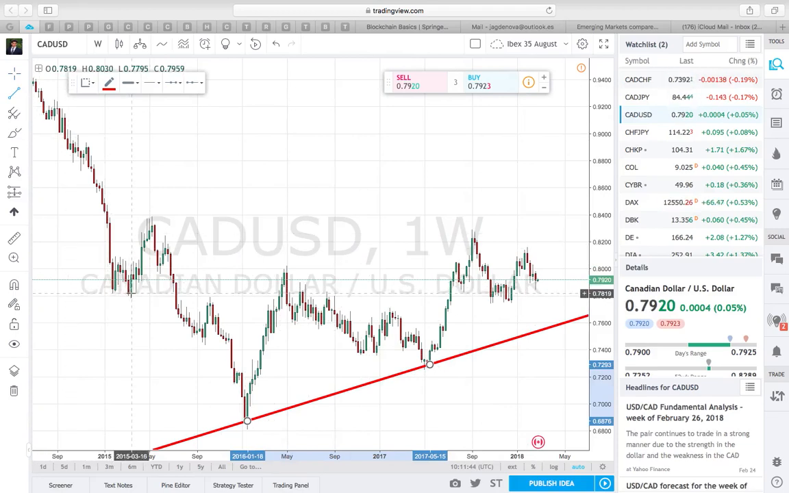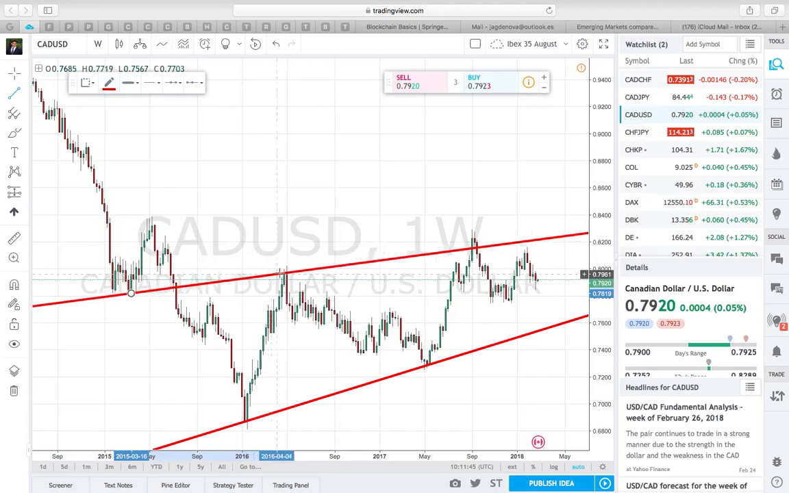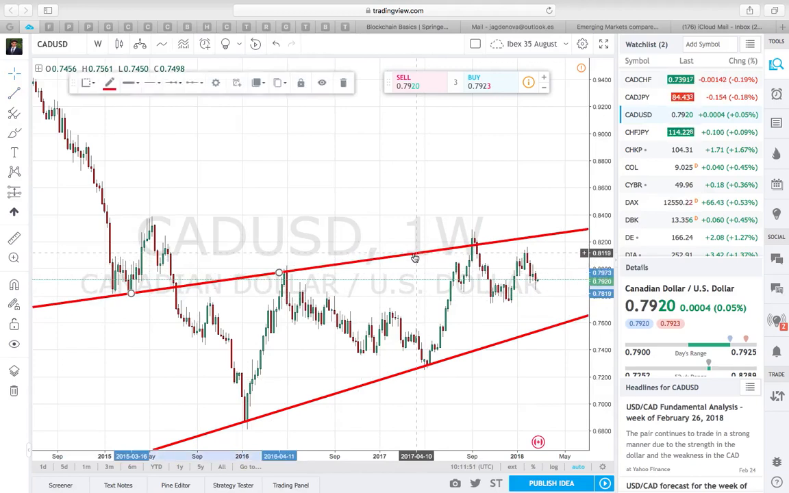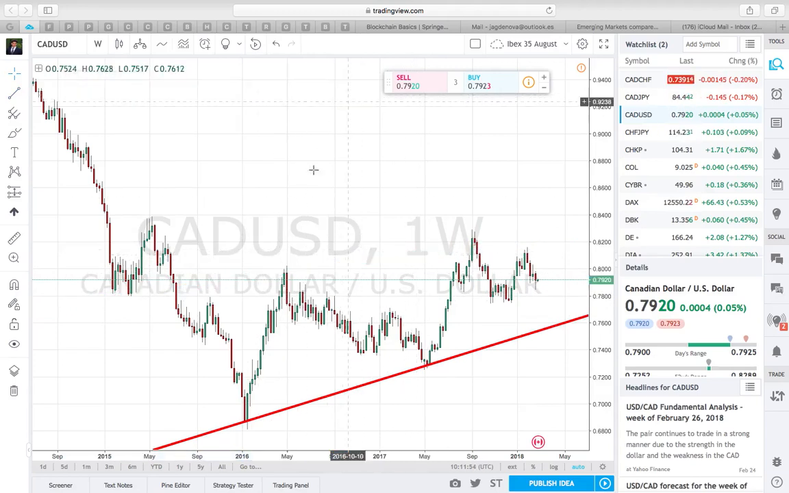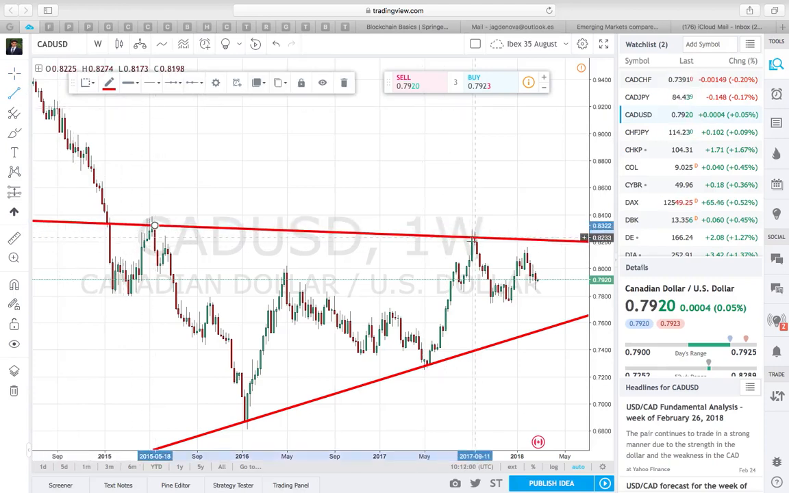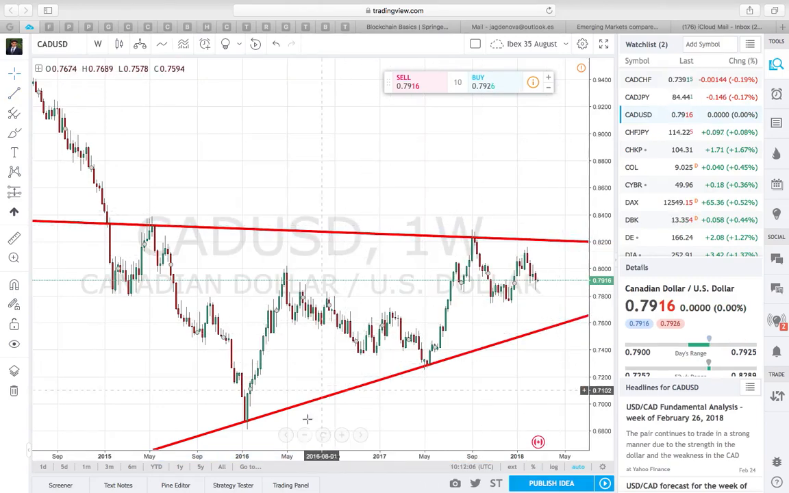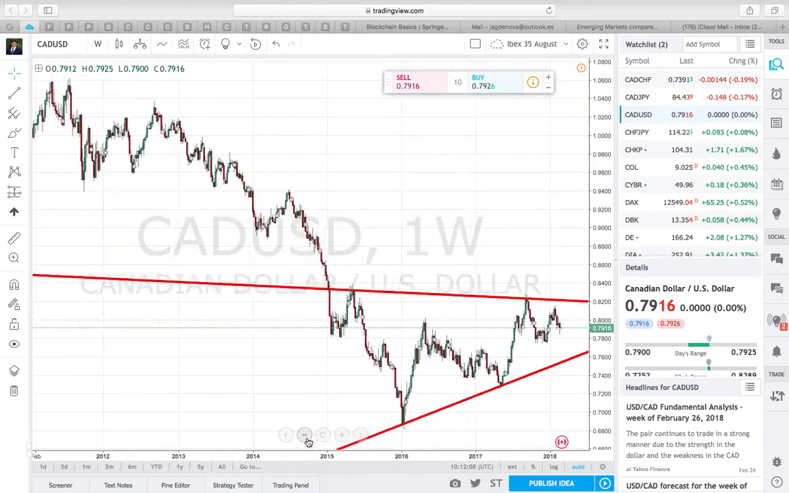We take this point and put it here. Not really. See how it broke, so I'm not really following this channel. I'm going to delete it. What we can see here is another channel. More or less we can see it right here at the bottom. Okay, so that's the weekly chart pattern.